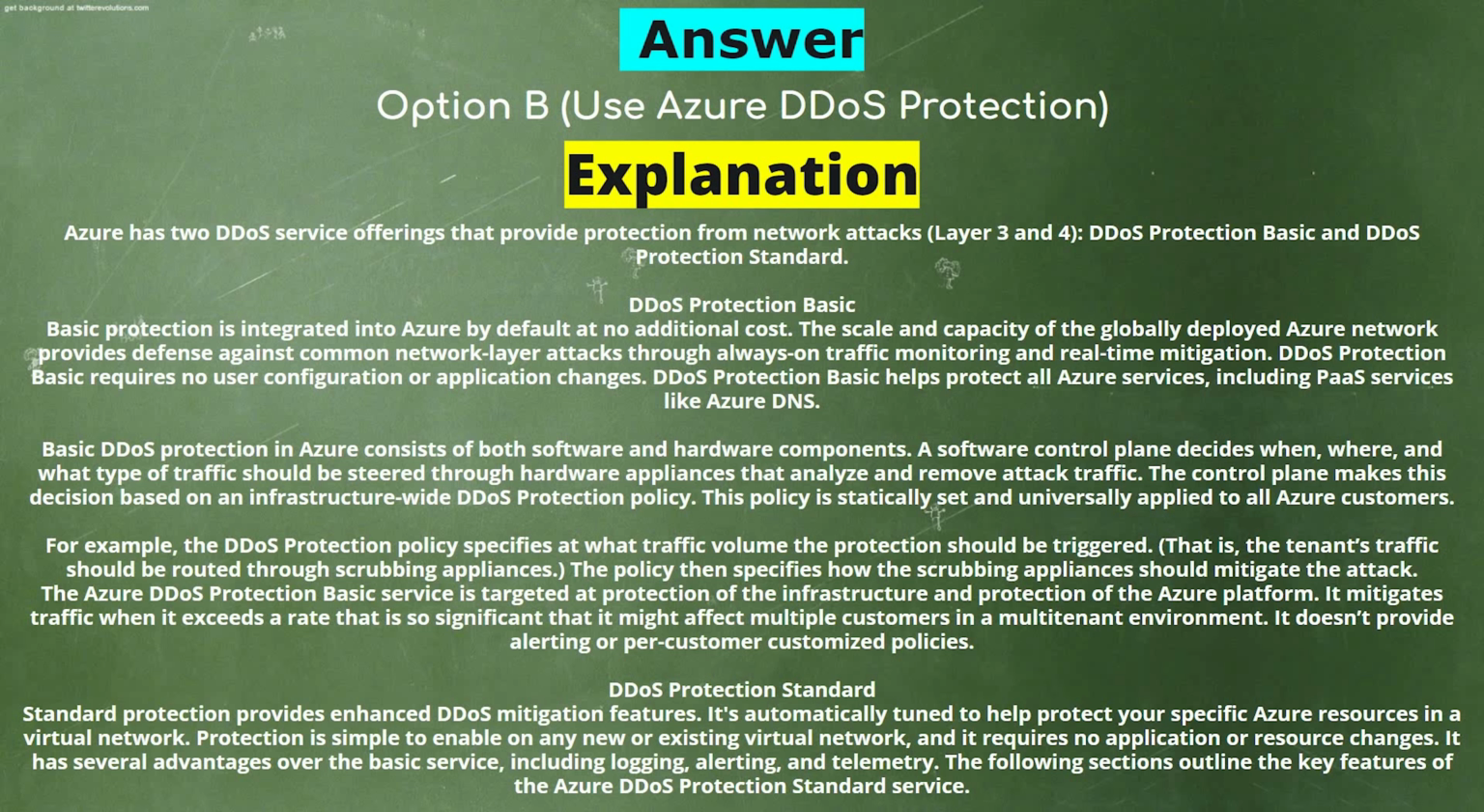Protection is simple to enable on any new or existing virtual network, and it requires no application or resource changes. It has several advantages over the basic service, including logging, alerting, and telemetry. The following sections outline the key features of the Azure DDoS Protection Standard service.